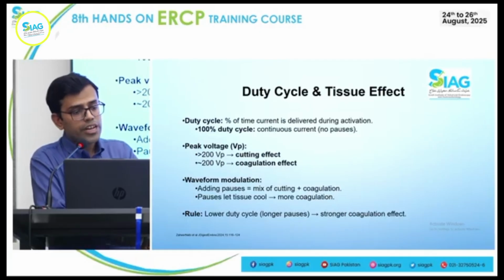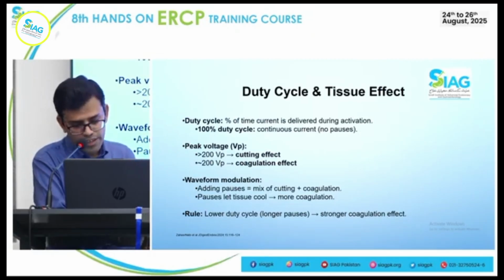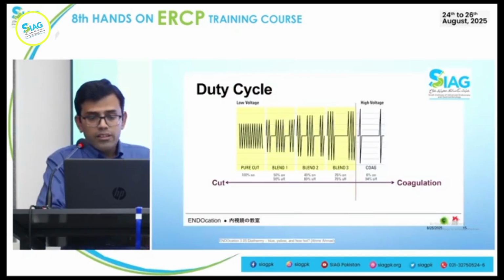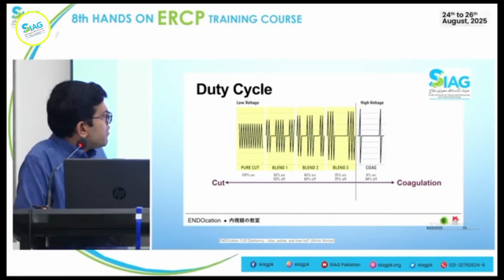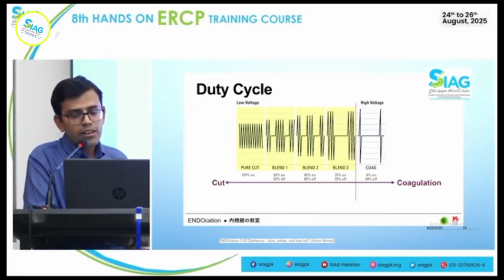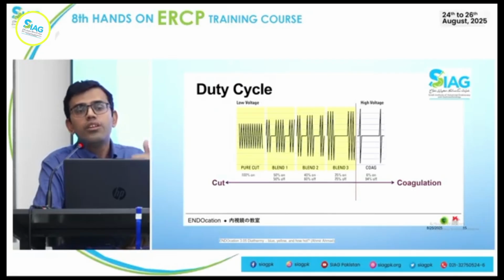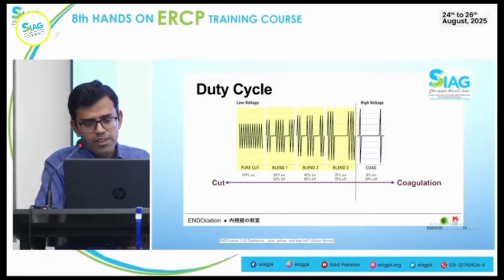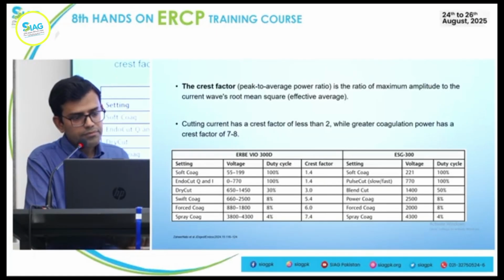We have to understand the importance of peak voltage here. A voltage above 200 means the cutting effect. With a voltage around 200 in a gradual manner, it's usually a coagulation effect. The graph shows the same thing. As we see here, pure cut means 100% of the duty cycle. On the extreme other end, we have coagulation, where the duty cycle is least, around 6%. And in between, we have blended cut, blended currents.